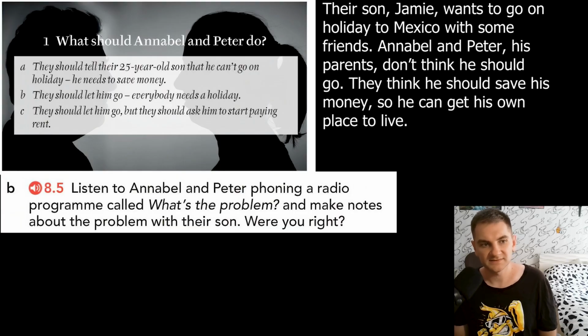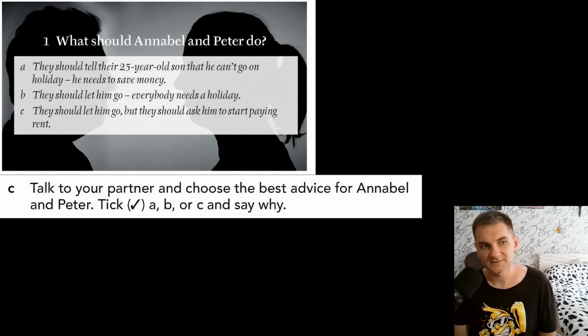Look, the answer is their son, Jamie, wants to go on holiday to Mexico with some friends. Annabelle and Peter, his parents, don't think he should go. They think he should save his money so he can get his own place to live. Were you right about this? Maybe, I don't know. Now part C.